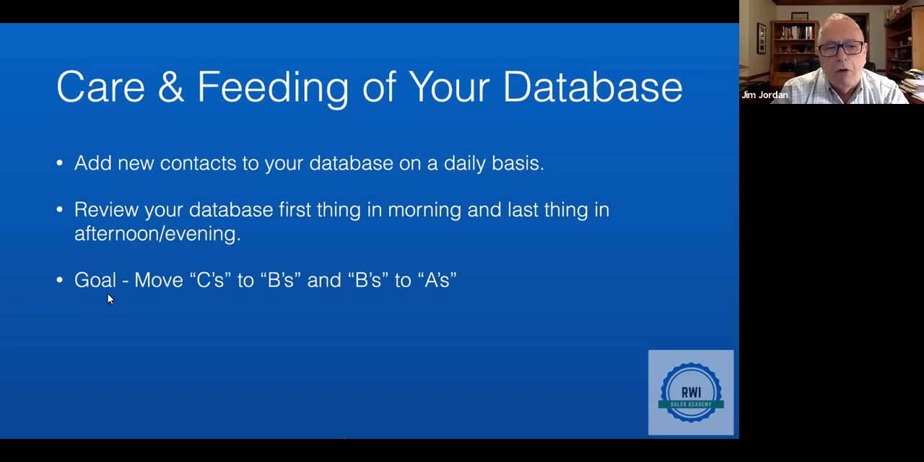Now, here's your goal in working with your database. You want to move your C contacts, those people that you determined are C's, to B's. And then you want to convert your B's, which are people that know you, to people who spend money with you, either by giving you a referral that buys or sells real estate, or by buying or selling real estate themselves. So that's your goal, to progress your leads, progress your contacts through the different categories that you've established for them.